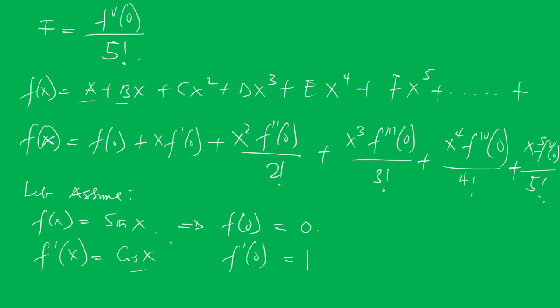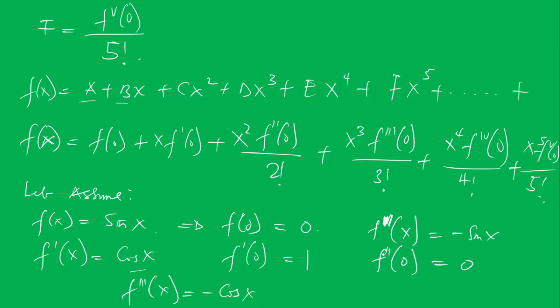So let's differentiate the second derivative of f of x. You now have minus sine x. That means the second derivative at x equal to 0 will be 0. Now let's also do the third derivative, which will be minus cos x. So the third derivative when x is equal to 0 will be minus 1.